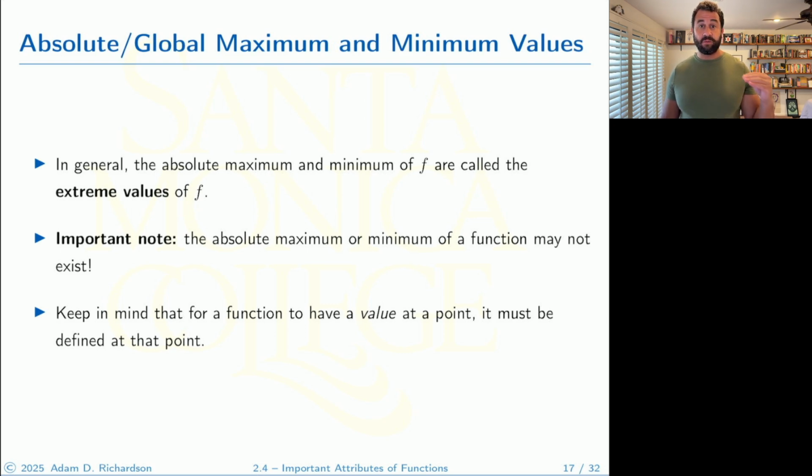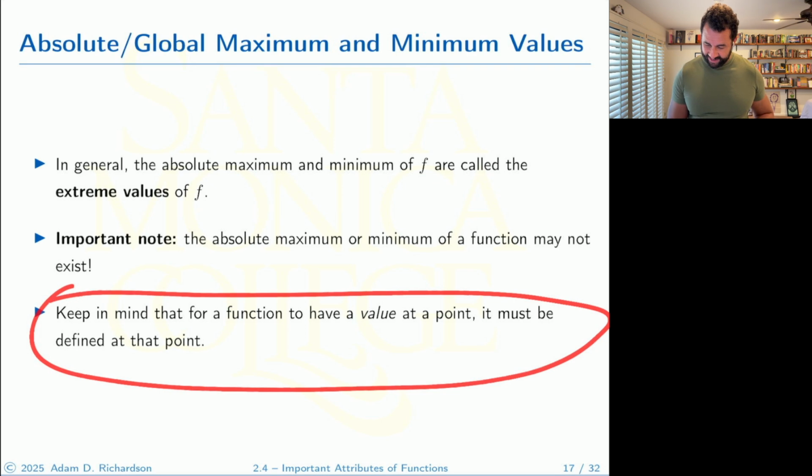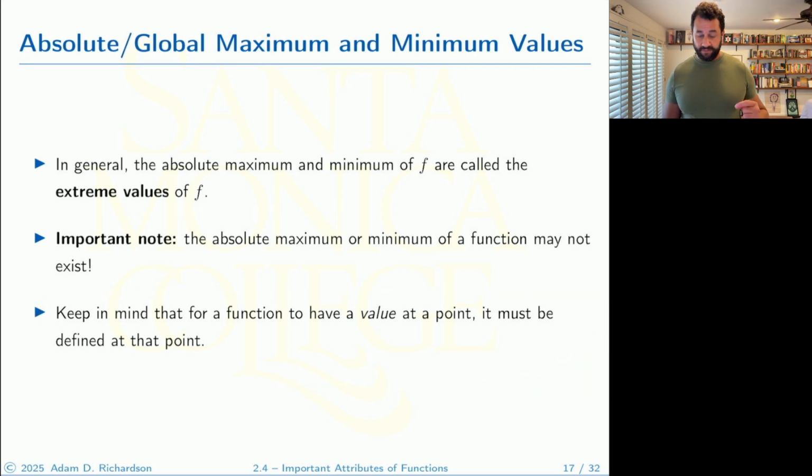So this is a special property that a function can have, right? It's not just that it's always going to happen. You have to have some specific things for this attribute to manifest in a given function. So here is kind of the distinction. Keep in mind that for a function to have a value at a point, it must actually be defined at that point. So maybe just a quick example, maybe a little bit of foreshadowing.